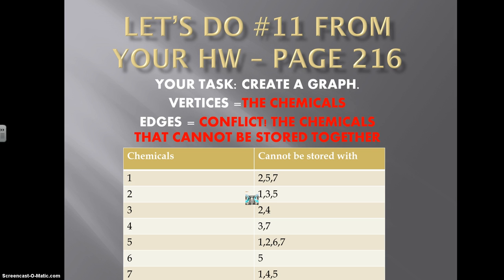So I'm going to draw 7 vertices. I'll probably just put them in a circle. And now 1 cannot be stored with 2, 5, or 7. So you're going to draw an edge from 1 to 2, 1 to 5, and 1 to 7. 2 can't be stored with 1, 3, or 5. So you'll draw an edge from 2 to 1, which is already drawn, 2 to 3, and 2 to 5, which is already drawn. Okay, so go ahead and make your graph. Put the machine on pause. All right, how did you do?